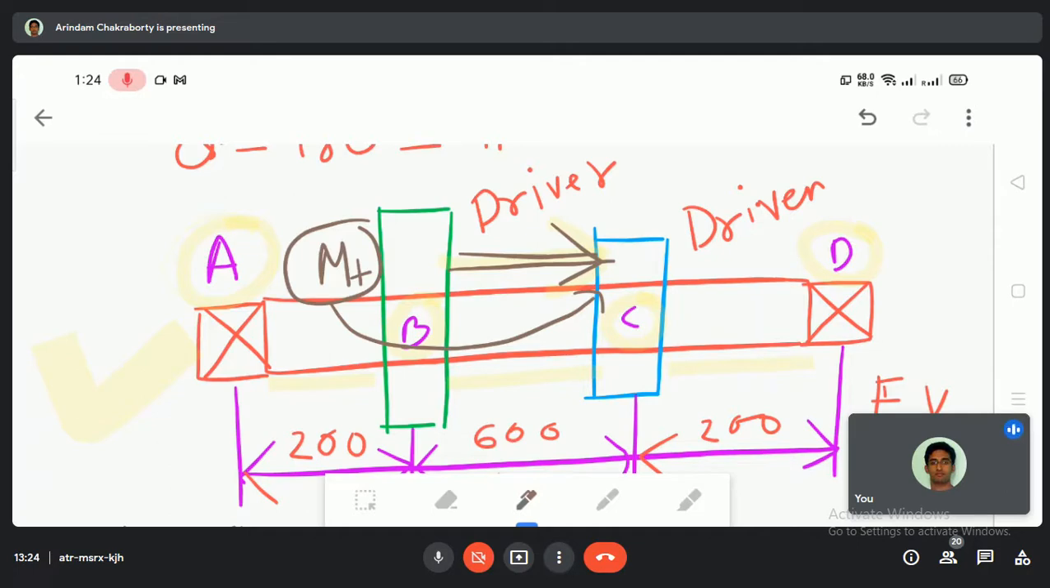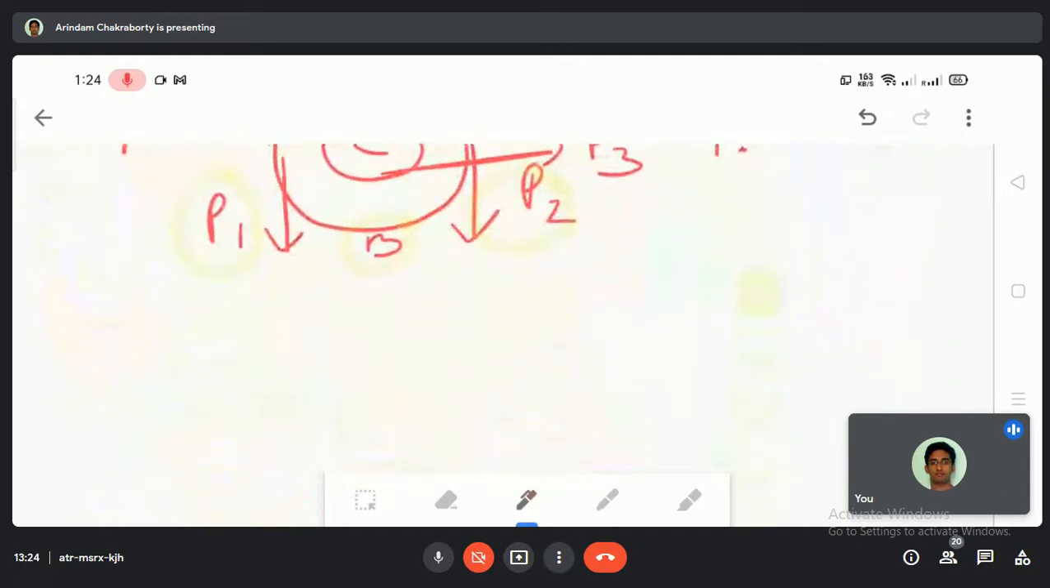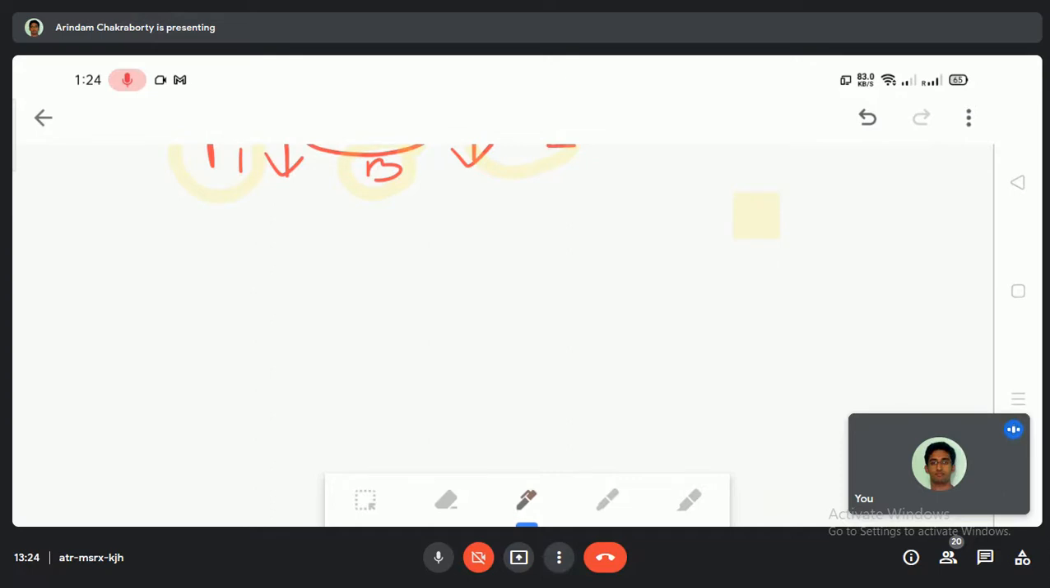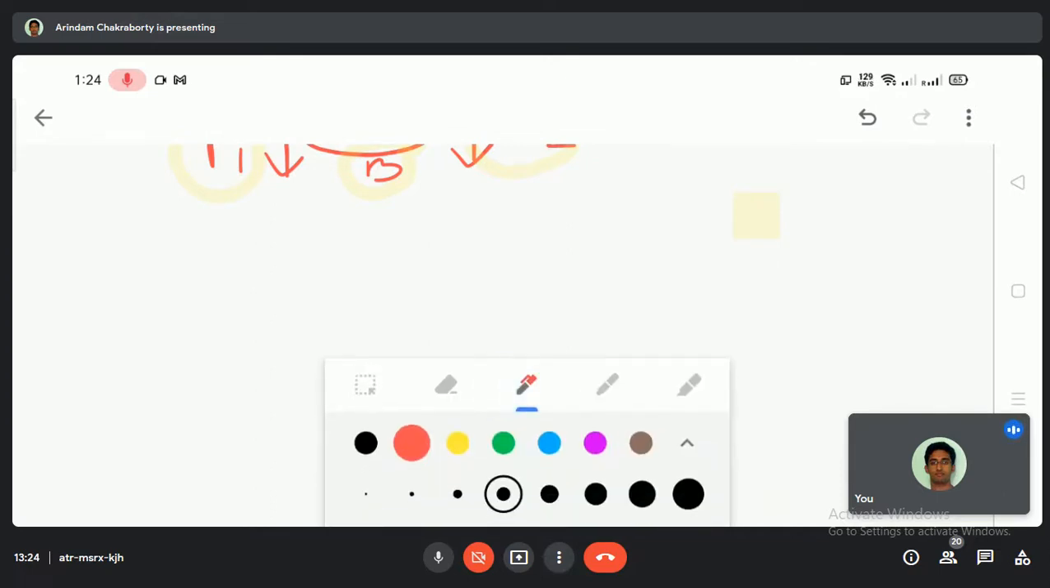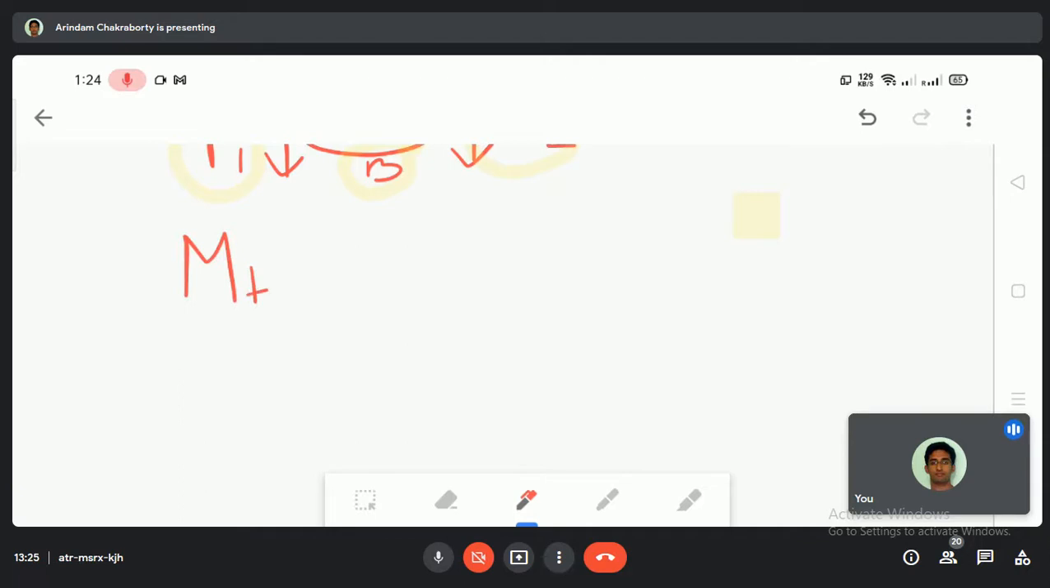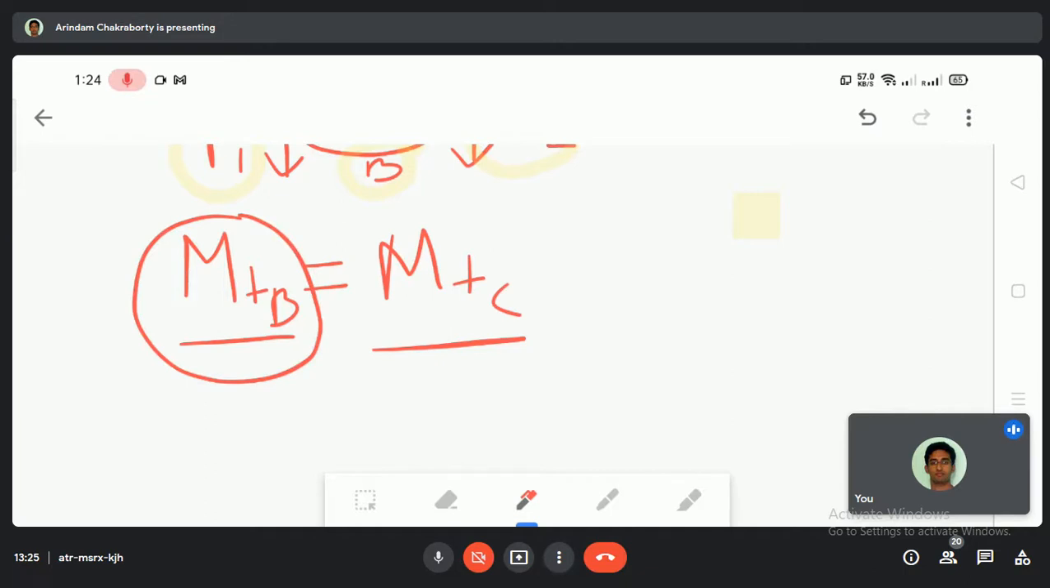Okay, so you have to assume something. This assumption you don't have to write, it is only for understanding purposes. What we can write is MTB, meaning torque at pulley B, is equal to torque at pulley C. That means the torque magnitude at B and C will be the same.